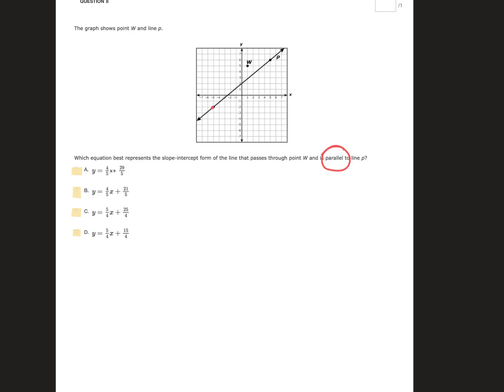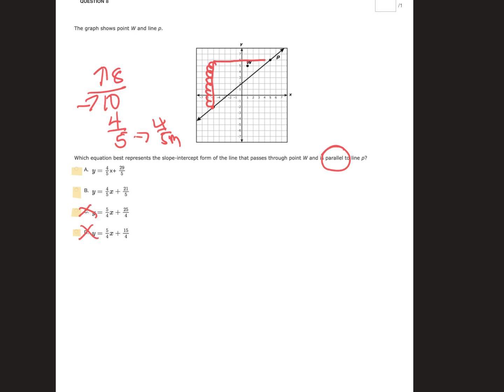So here are my points. I'm going to draw my slope triangle all the way over. So I know I went up 1, 2, 3, 4, 5, 6, 7, 8. So we went up 8. And now we went over 1, 2, 3, 4, 5, 6, 7, 8, 9, 10. Over 10, and we reduce this to 4 over 5. So whatever equation I have, this has a slope of 4 over 5 because it is parallel. So I know I can get rid of C and I can get rid of D.